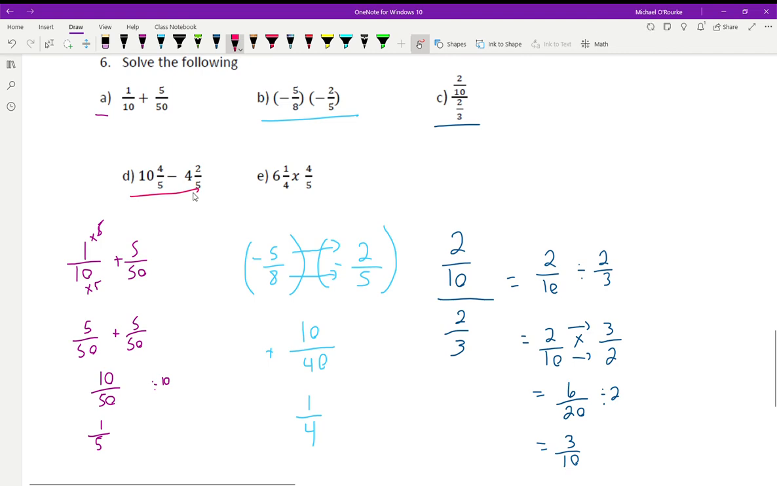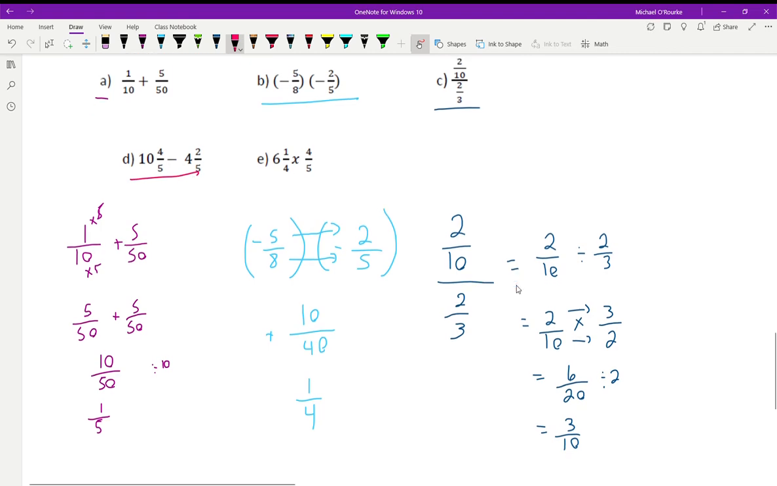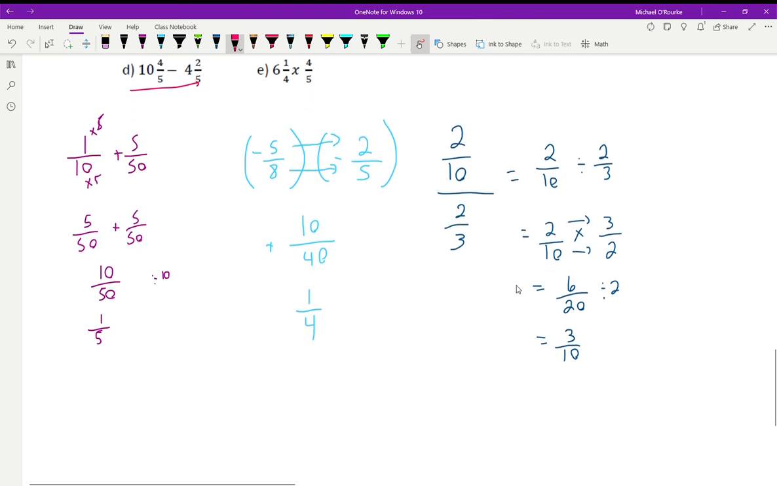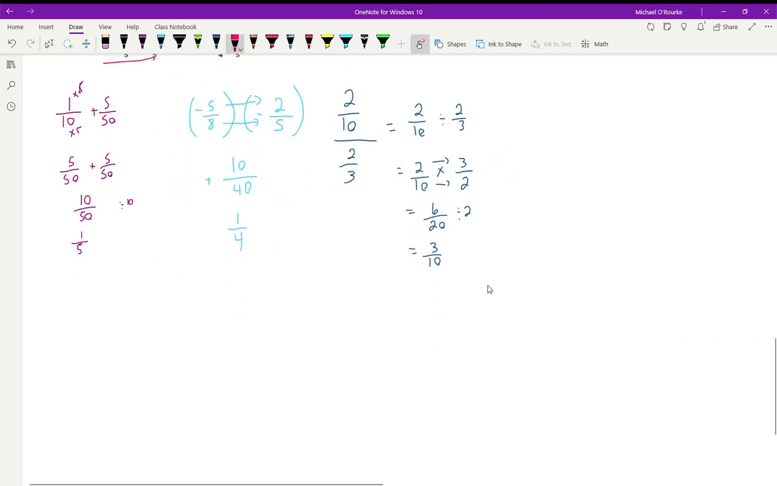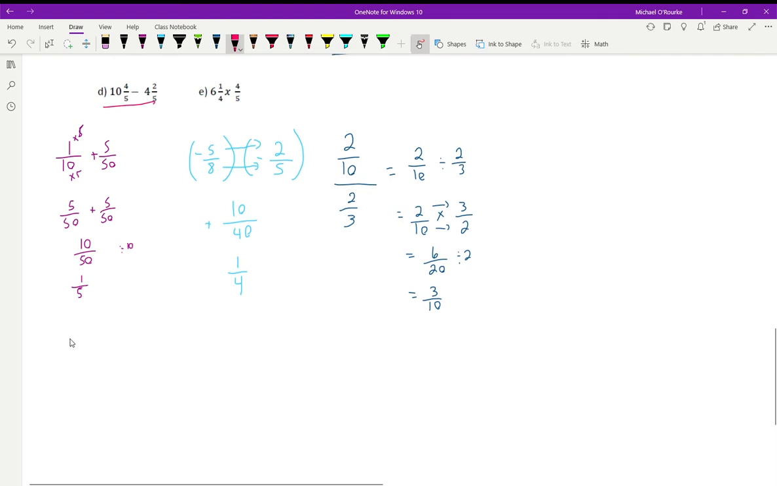This one here, let me scroll down a little bit. Zoom out some so we can still see it. We have 10 and 4/5 minus 4 and 2/5. Since we have common denominators, we can go straight across: 10 minus 4 is 6, 4 minus 2 is 2, and we keep the denominators the same. So it's a nice easy one there.